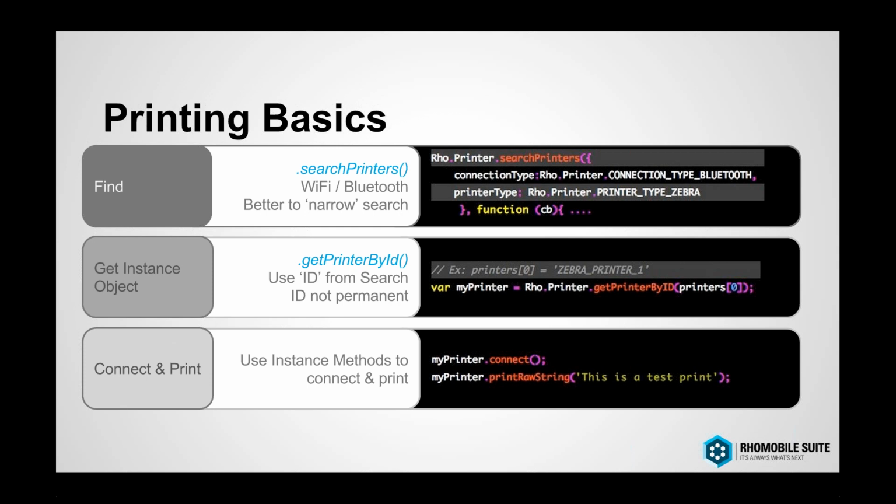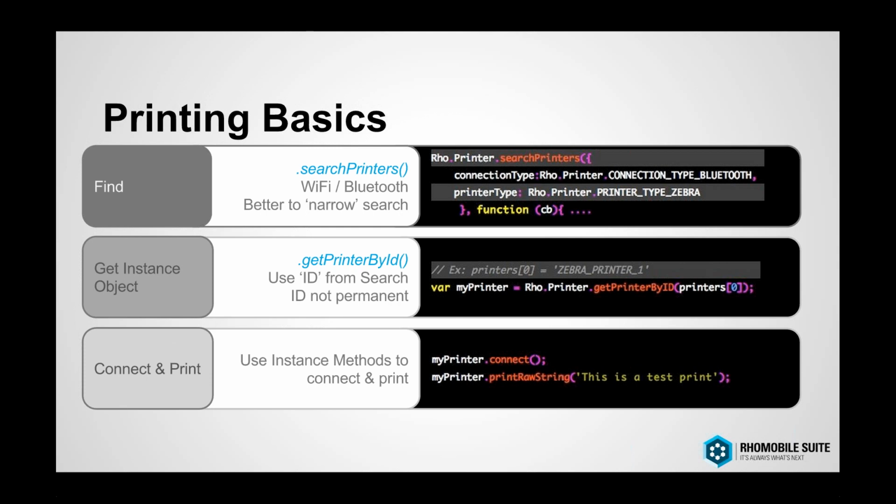Okay, let's go over some of the basics in terms of the sequence of events that need to happen when you're trying to do printing. They basically fall into 3 steps, right? You first need to find your printer, okay? You'll then need to establish an instance of a printer, and then you can actually connect and issue printing commands, okay? So let's talk about finding printers.